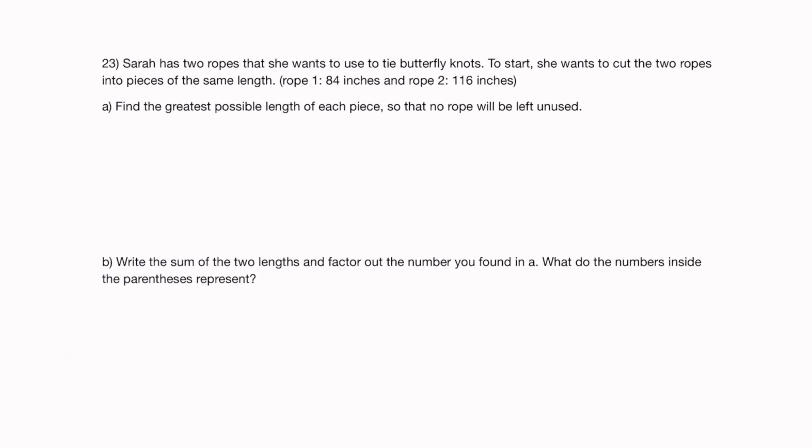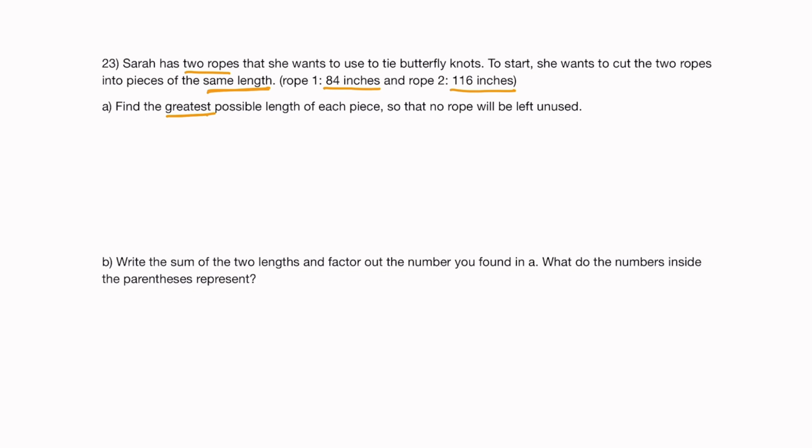Here comes question 23. It says, Sarah has 2 ropes that she wants to use to tie butterfly knots. To start, she wants to cut the 2 ropes into pieces of the same length. So she has 2 ropes that she wants to cut into pieces such that the length of each piece is equal, right? Same length. And the 2 measurements are 84 inches and 116 inches. Part A. Find the greatest possible length of each piece so that no rope will be left unused.